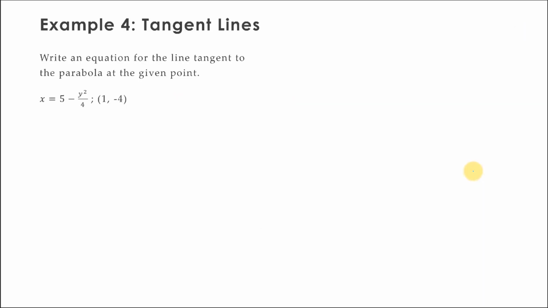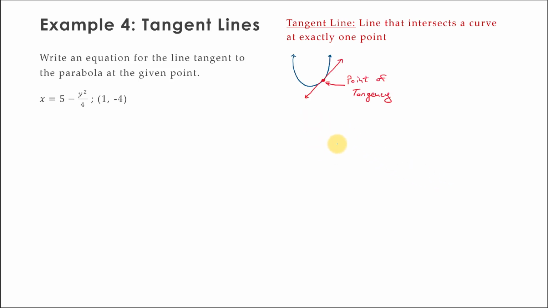Last example here. Write an equation for the line tangent to the parabola at the given point. Going over tangent lines real quick, those are lines that intersect a curve at just one point. So if this is my parabola in blue here, and this is my tangent line in red, the one point where it intersects is going to be the point of tangency. That's how we refer to it.